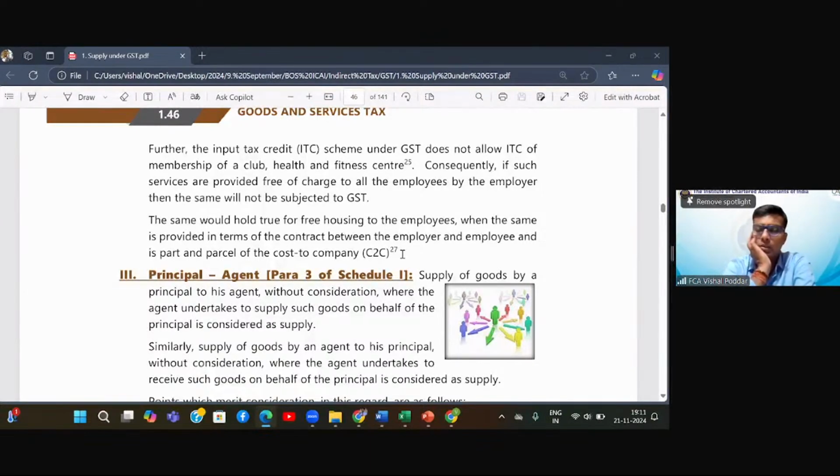Fine. So firstly, Hemant, what is this whole point? The one for which there is a clarification on 27. Firstly, let us understand the point, then I'll go to the clarification. See, employer providing anything to the employee, if it is part of my service contract, it is not supply. Why? Because it is covered in Schedule 3.